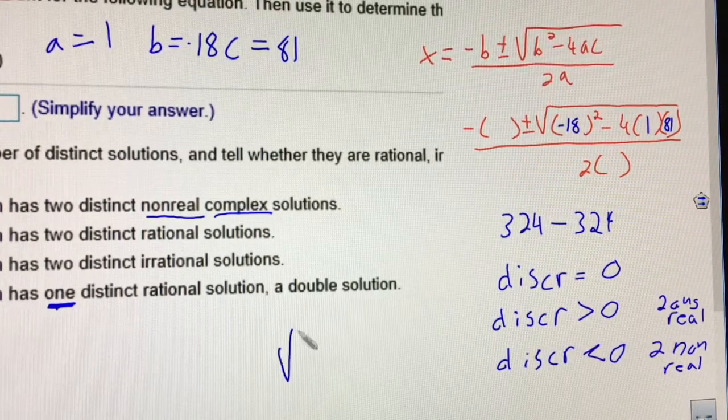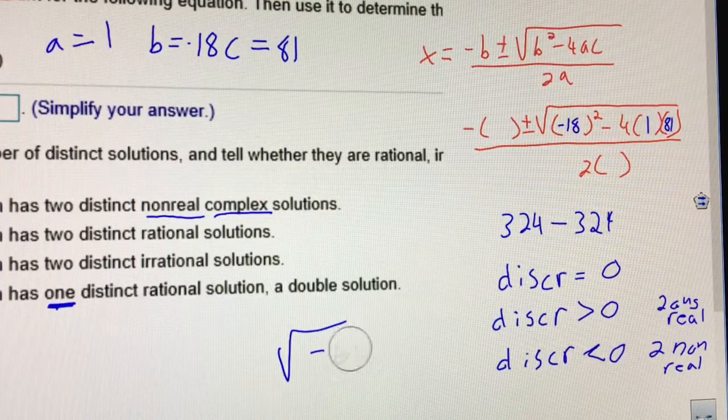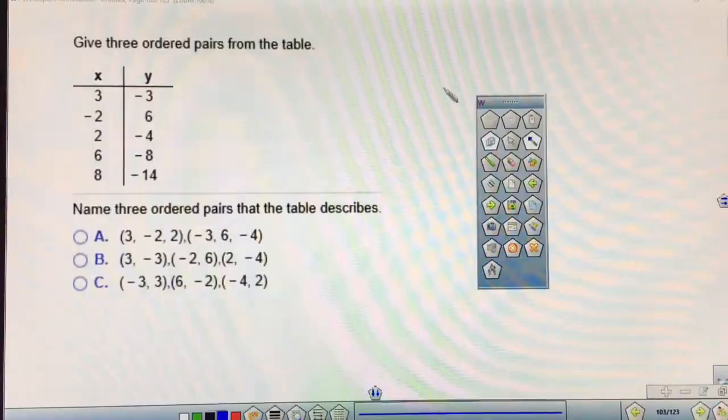And try to think about it. If you square root a negative number, you're going to get something imaginary. So if I square root negative 36, recall that that equals 6i. So you're going to get something imaginary.